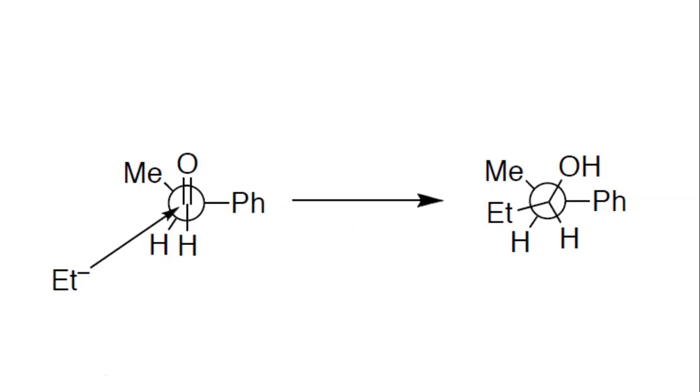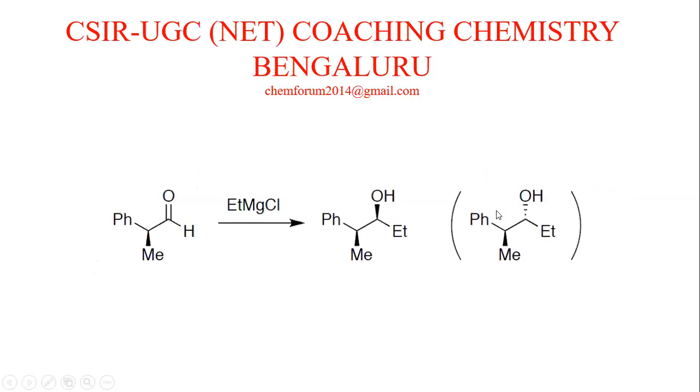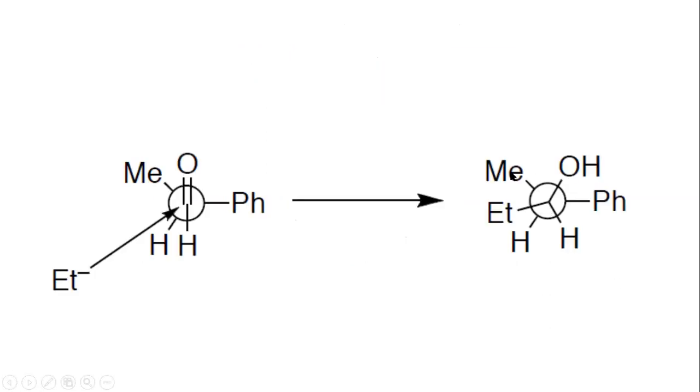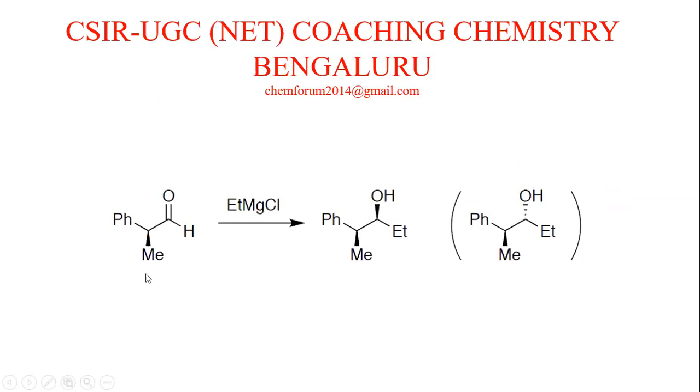So we just selected this phenyl and ethyl group on the plane, and the methyl substituent, which is on the rare carbon. This is the methyl substituent which is on the rare carbon. The methyl substituent which is on the rare carbon is present above the plane in the given reactant.